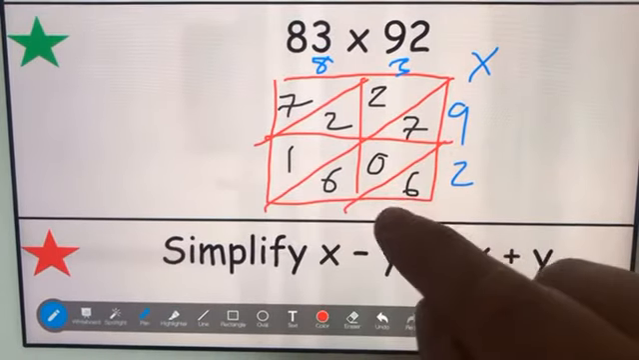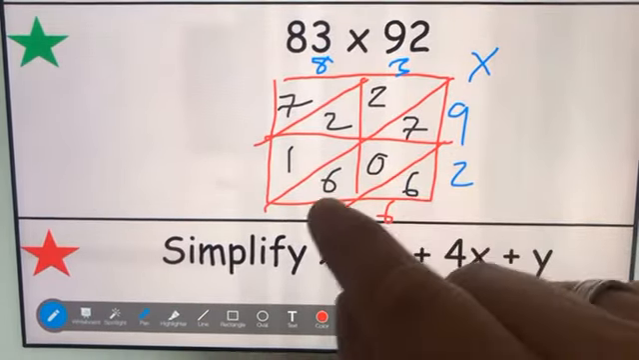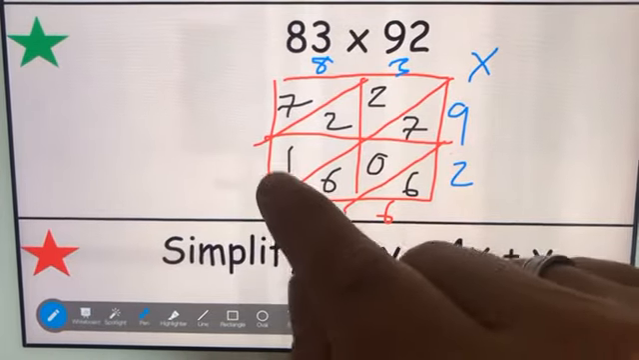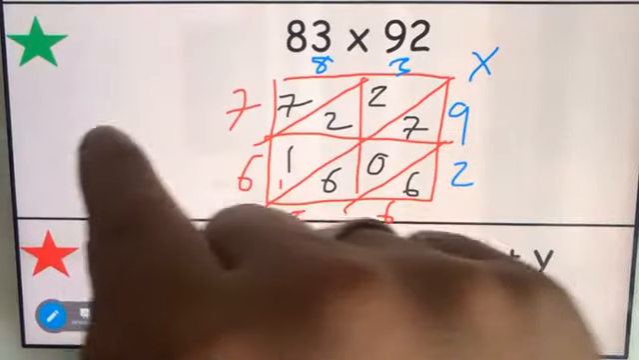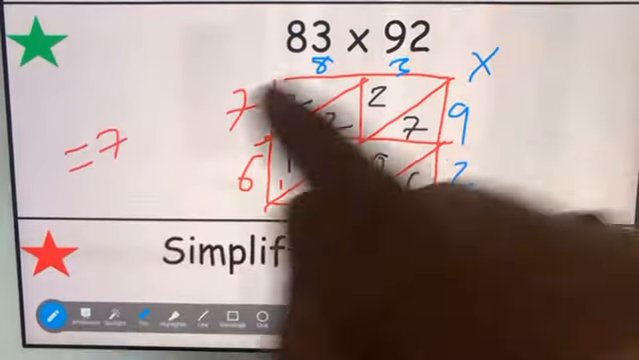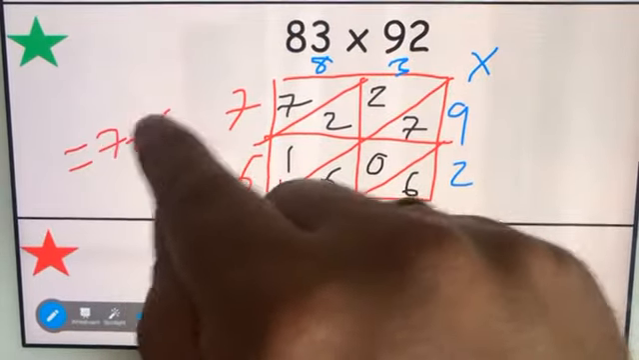Okay, once I'm there, I've got a 6 in the first one. Then I've got a 7, a 6, and a 0, which is 13. Then I've got a 1, a 1, a 2, and a 2, which is 6, and then a 7. So my answer is 7,636 for 3 points.